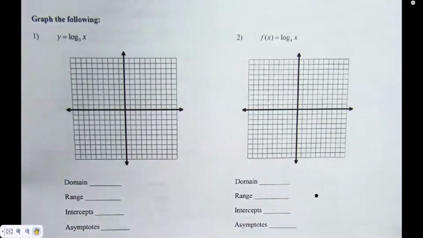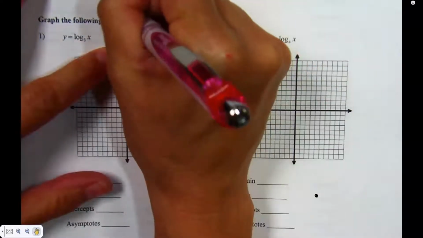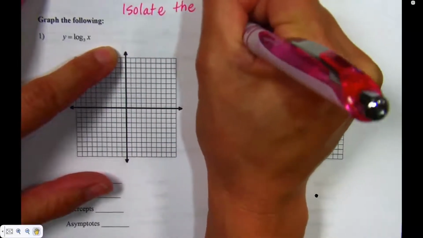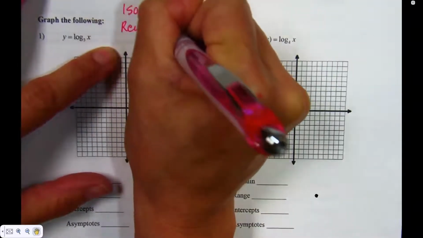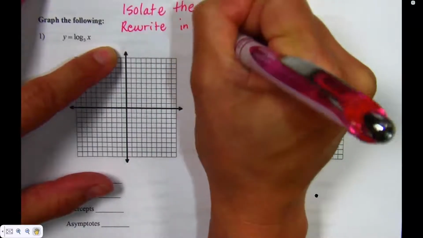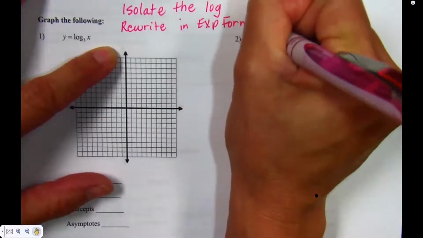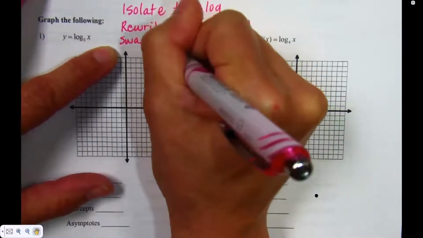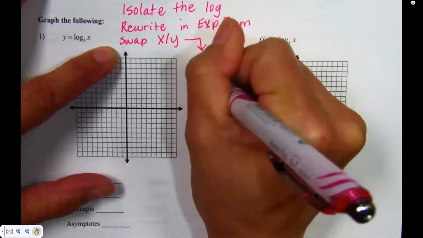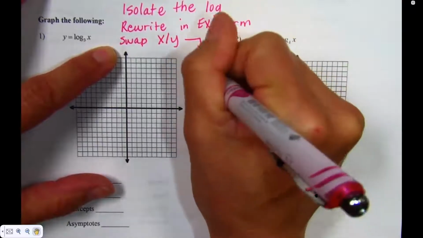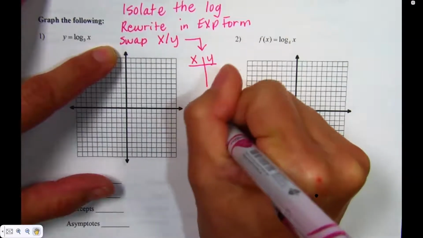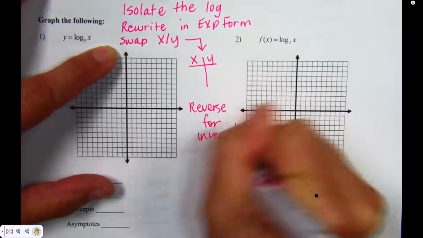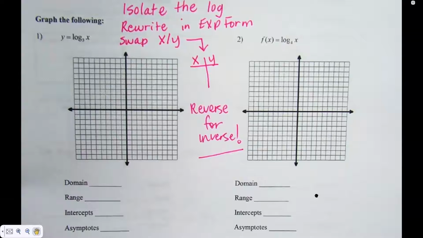So for this right here, here's your steps. You have to isolate the log, rewrite in exponential form. These are your steps. Then you are going to swap X and Y, and then you're going to have a T-chart, and you're going to reverse these for the inverse. Reverse for inverse. These are your steps to always graph logs and get them right.